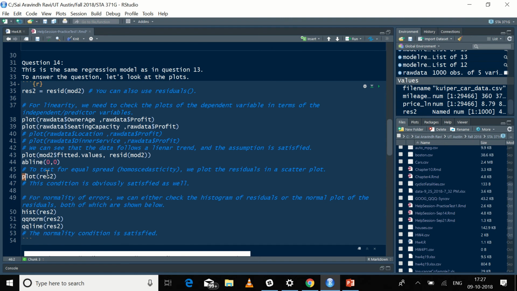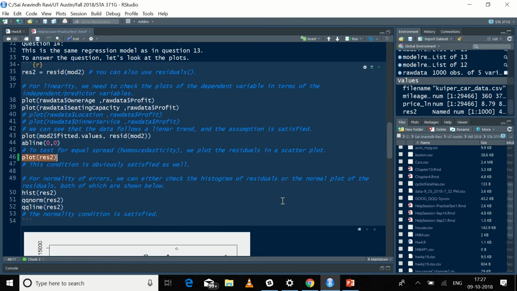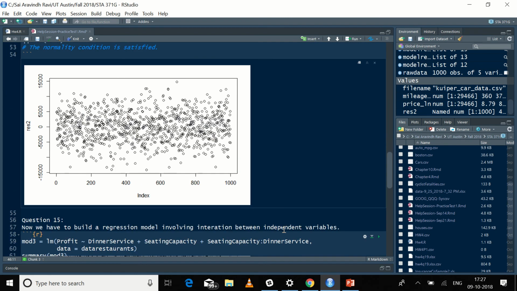That's not going to give you the same thing. This is going to be giving me the plot of residuals against the index. So this index would be my data, that's my sample number. Like I have 1,000 rows of data, right? So that gives me data arranged by rows.